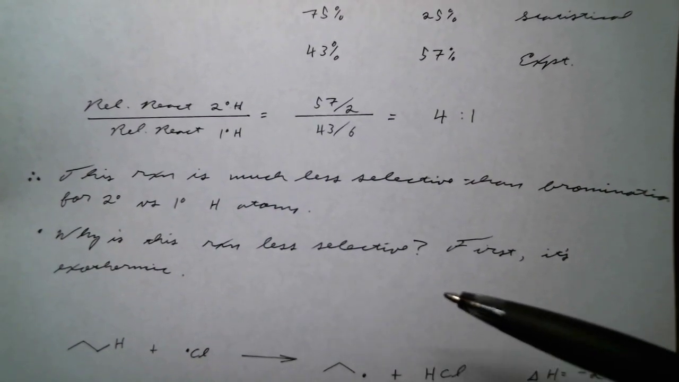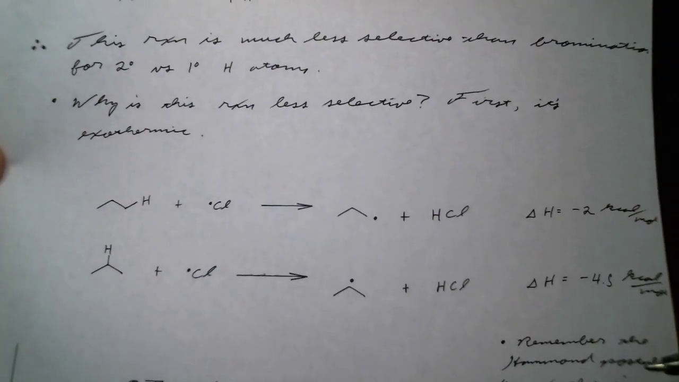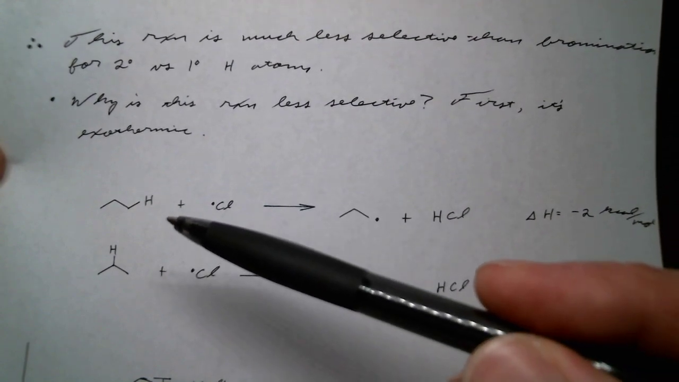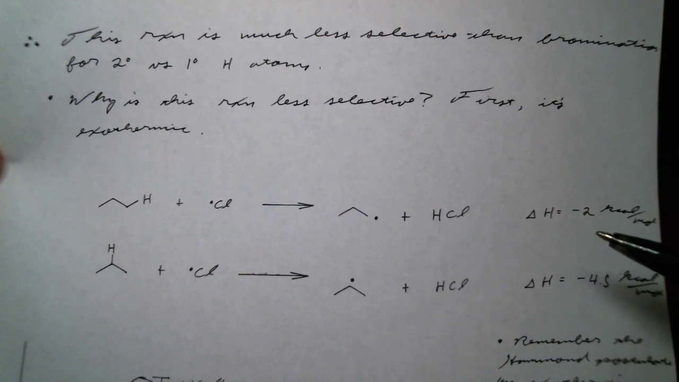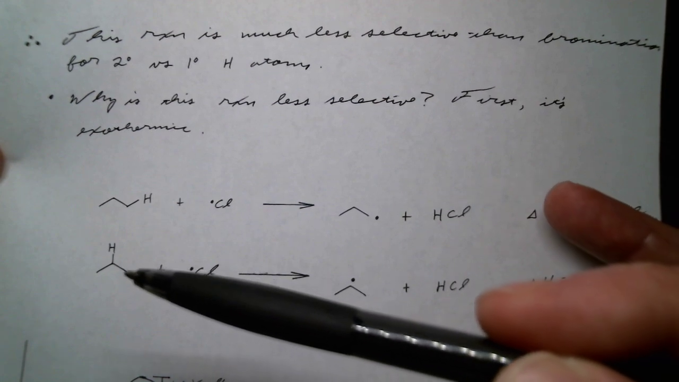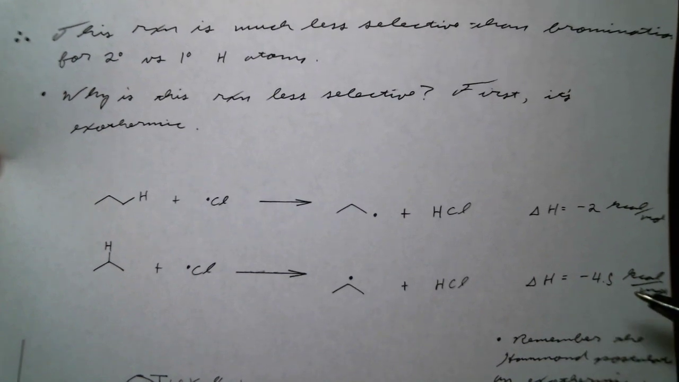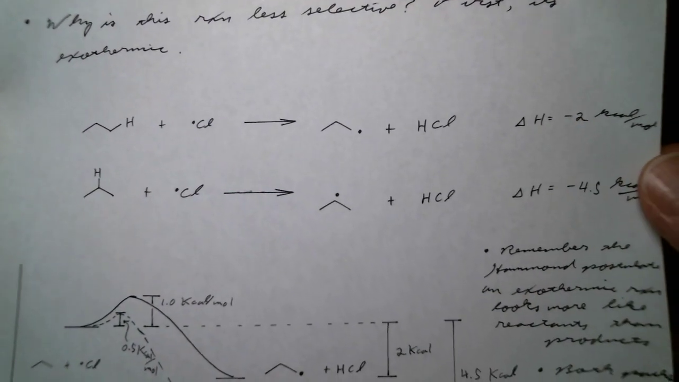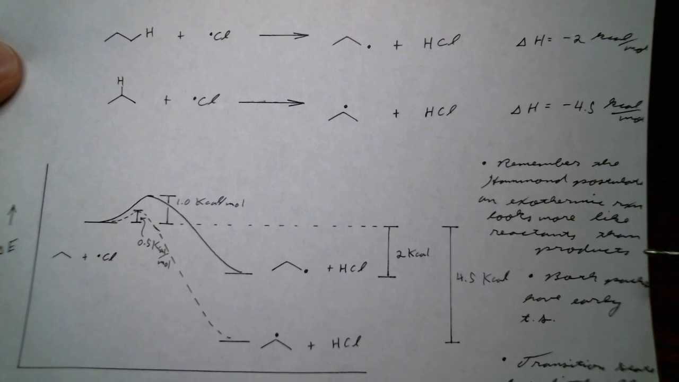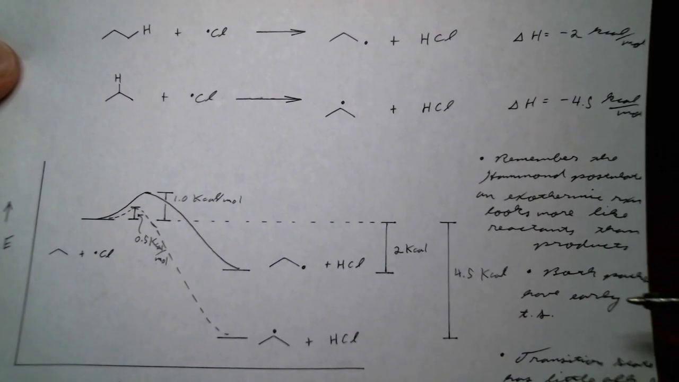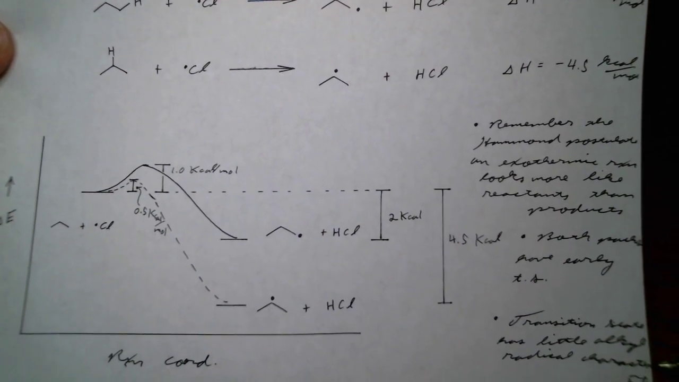Why is this reaction less selective? Well, first, it's exothermic versus radical bromination's endothermic reactions. So chlorine abstracting primary hydrogen in this elementary step, our change in enthalpy is -2 kcals per mole, whereas radical chlorine abstracting a secondary hydrogen to give our secondary radical and HCl, our change in enthalpy is -4.5 kcals per mole. So remember the Hammond postulate. An exothermic reaction looks more like the reactants than products. Both paths have early transition states, and the transition state has little alkyl radical character.